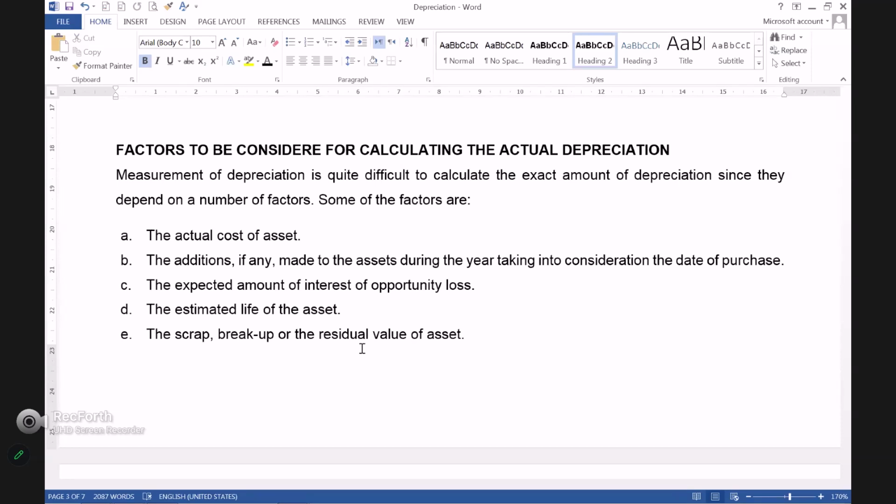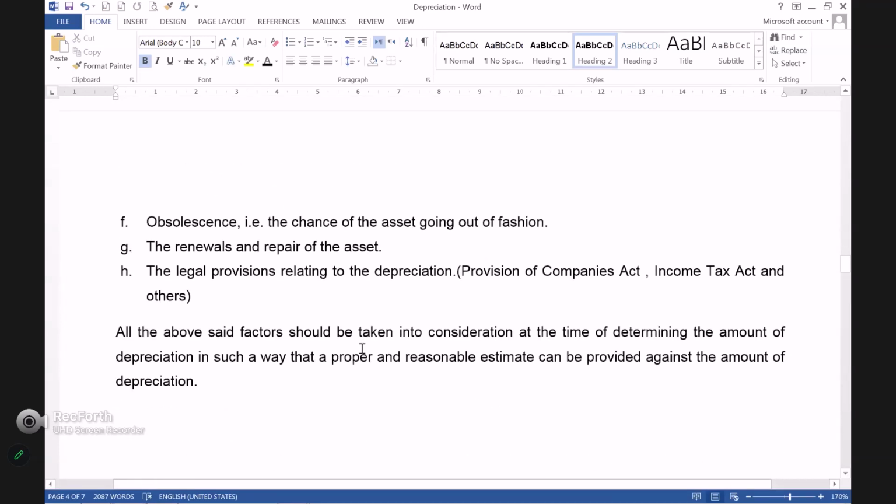That machinery is used for the production. Without the additional parts, you cannot produce. So the additional part is added to your machinery, and the total calculation is considered with both the machinery and the parts. The expected amount of interest or opportunity loss. Estimated life. The other thing is the scrap, breakup or residual value, if you know about that. Obsolescence.